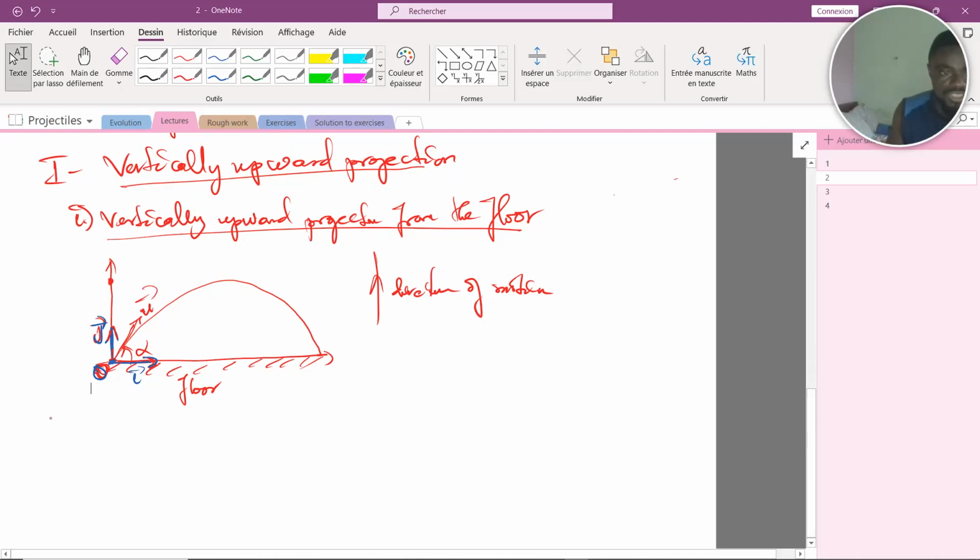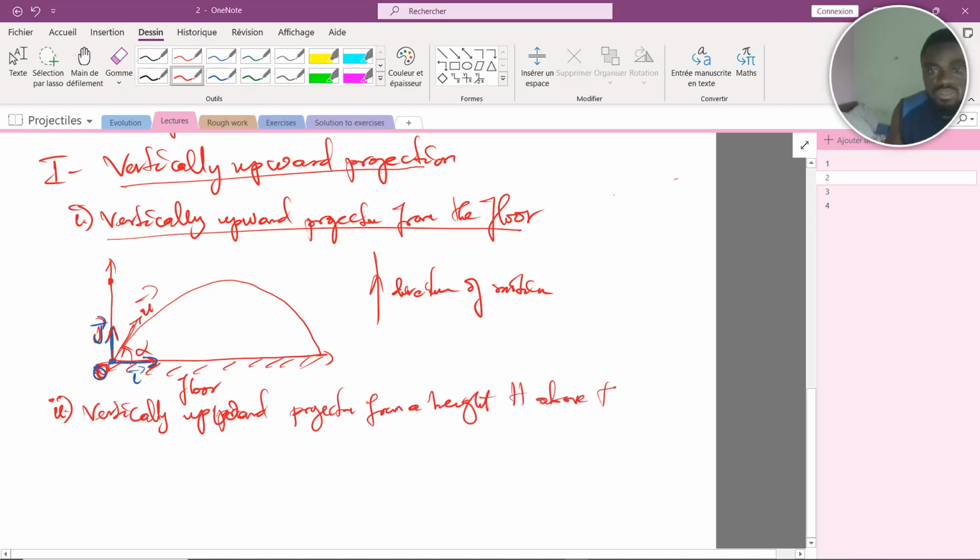Vertically upward projection from a height h above the floor.